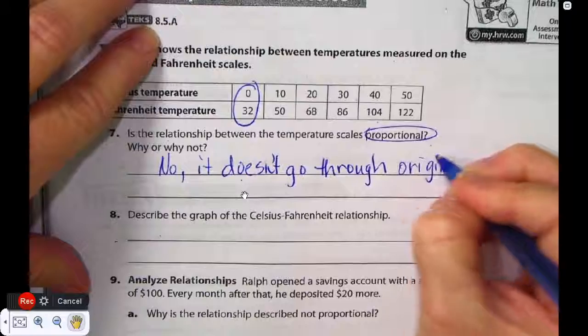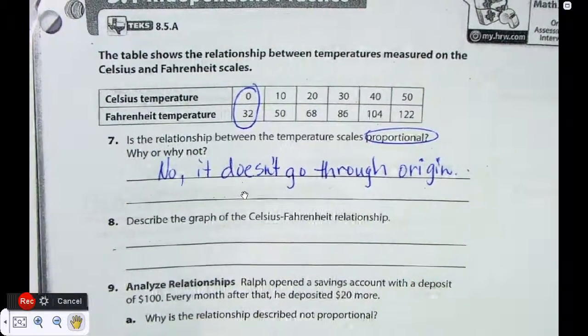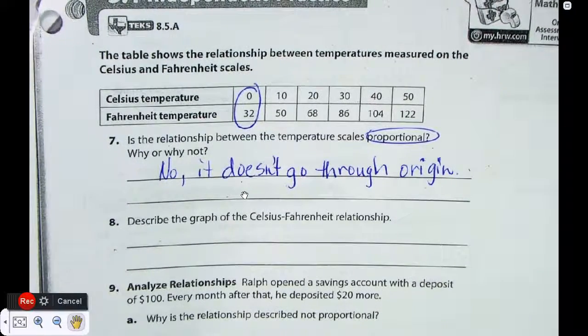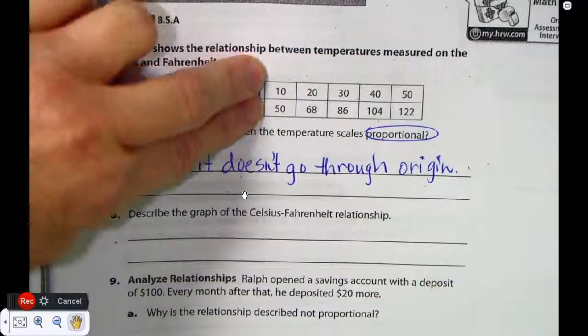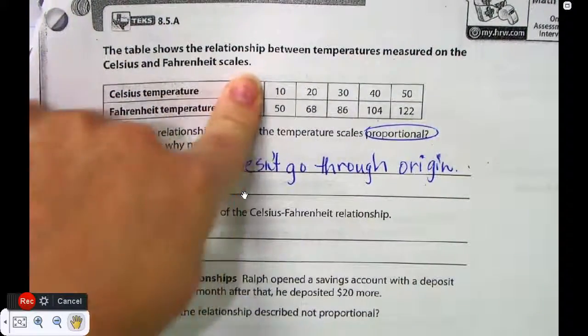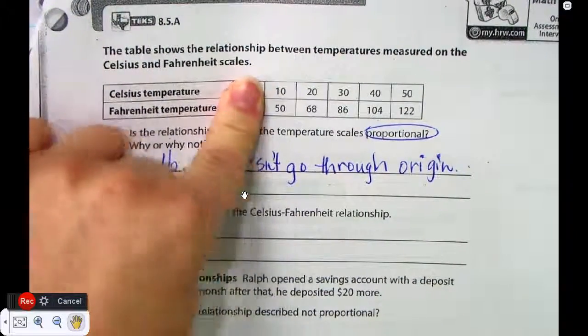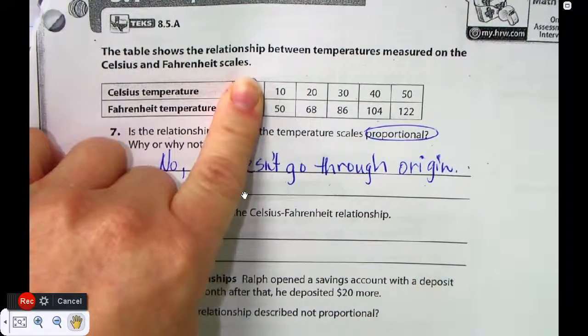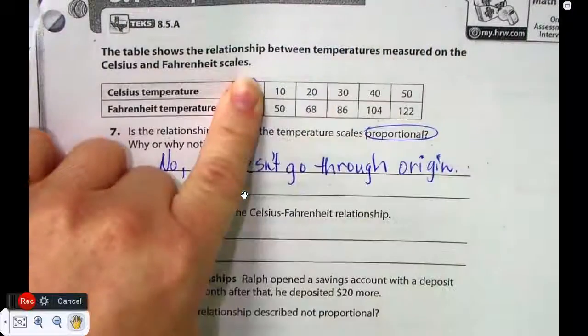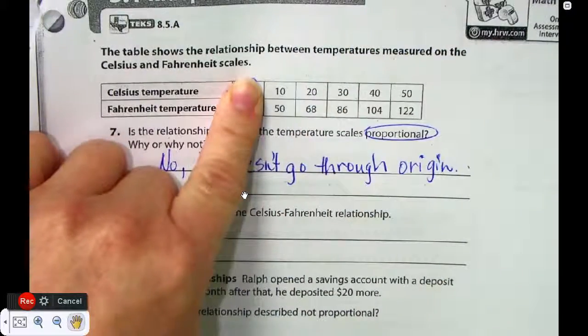Let's make it algebraically sounded. Okay? Guys, I want to ask you something. If the 0, 32 was not there, that doesn't mean it's not proportional, but how could we go find out if it is proportional or not?